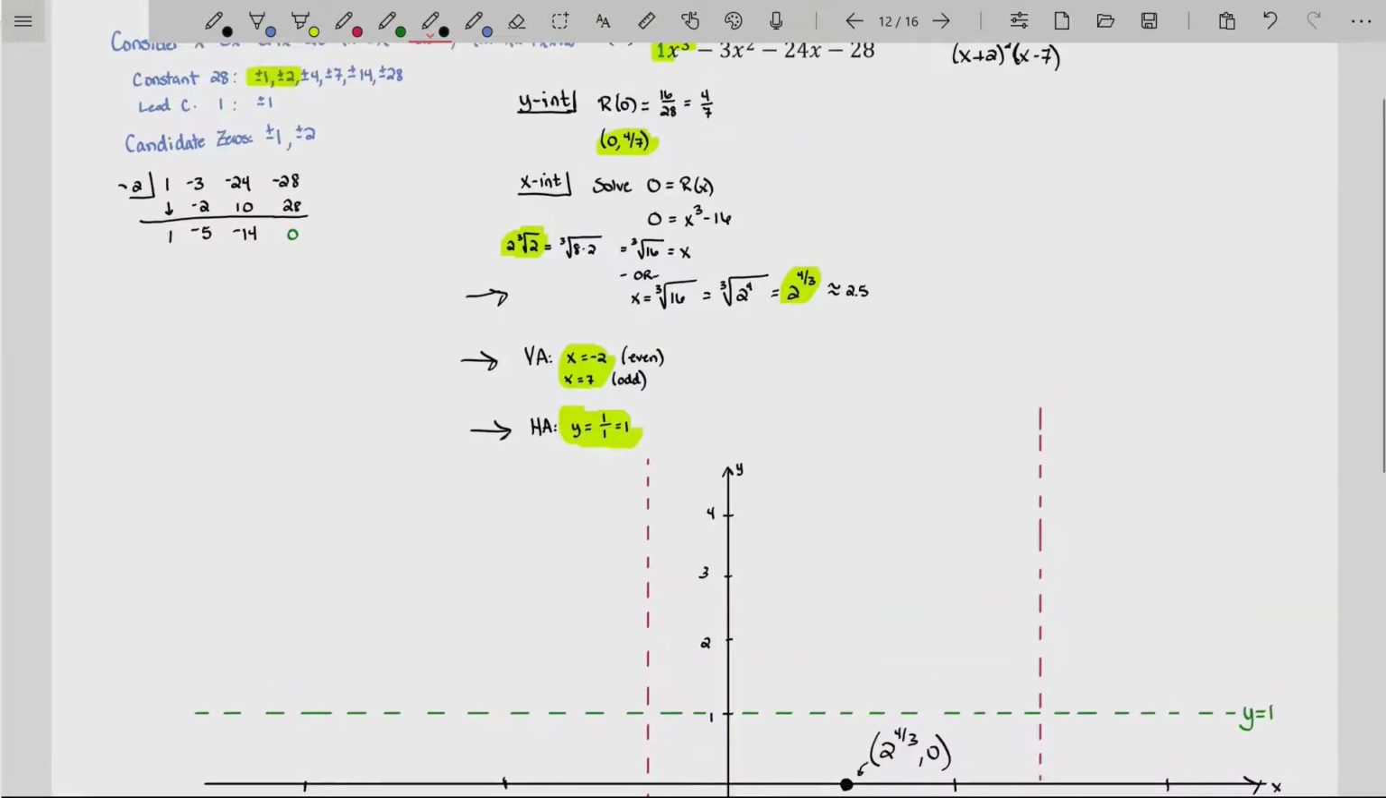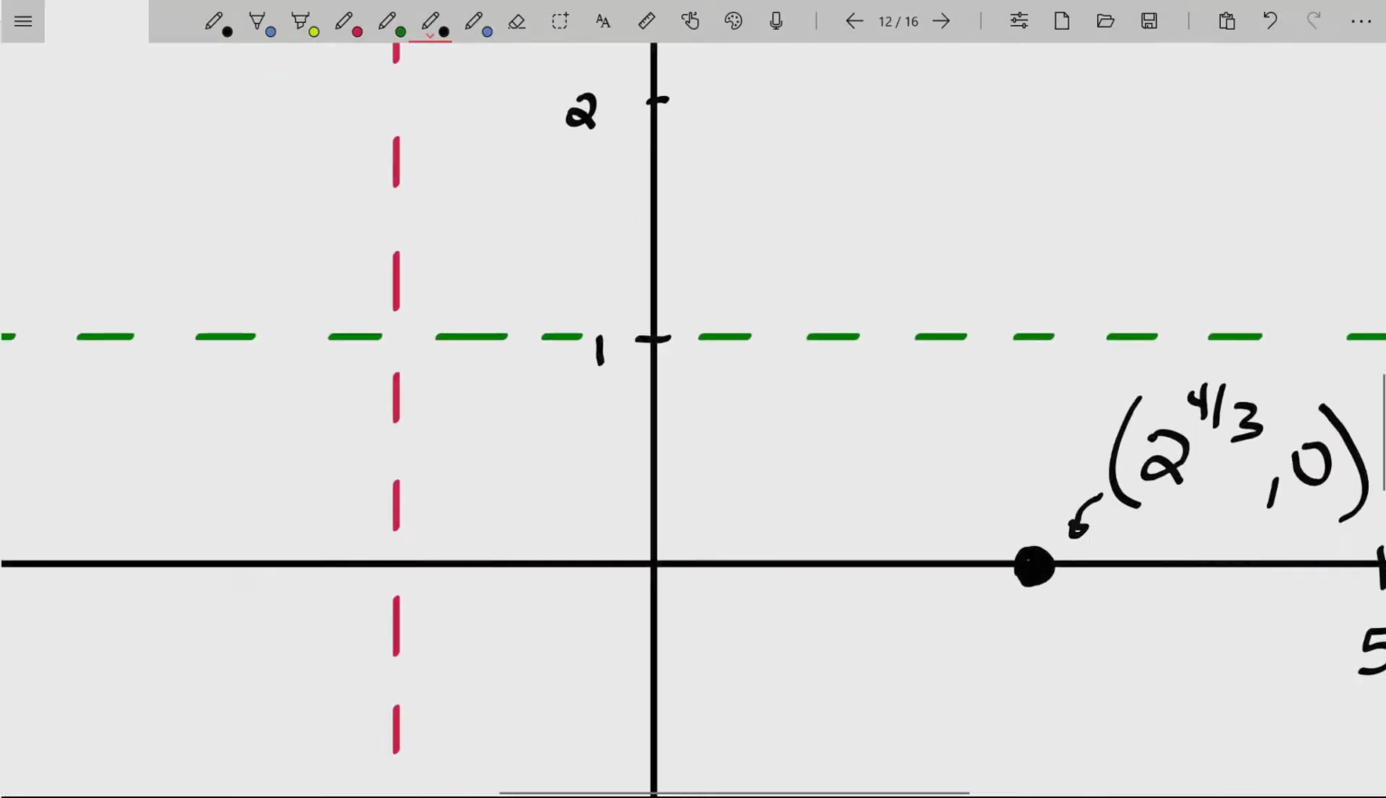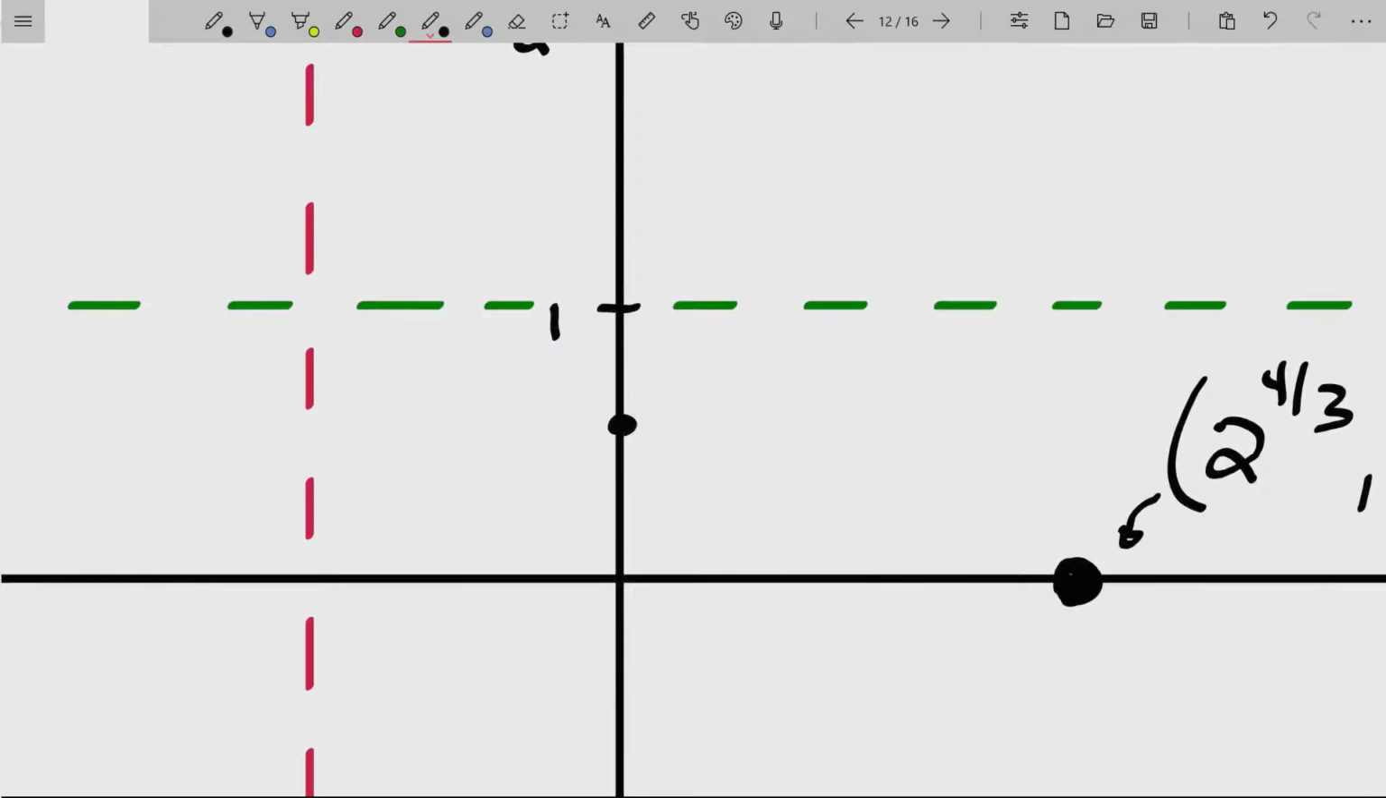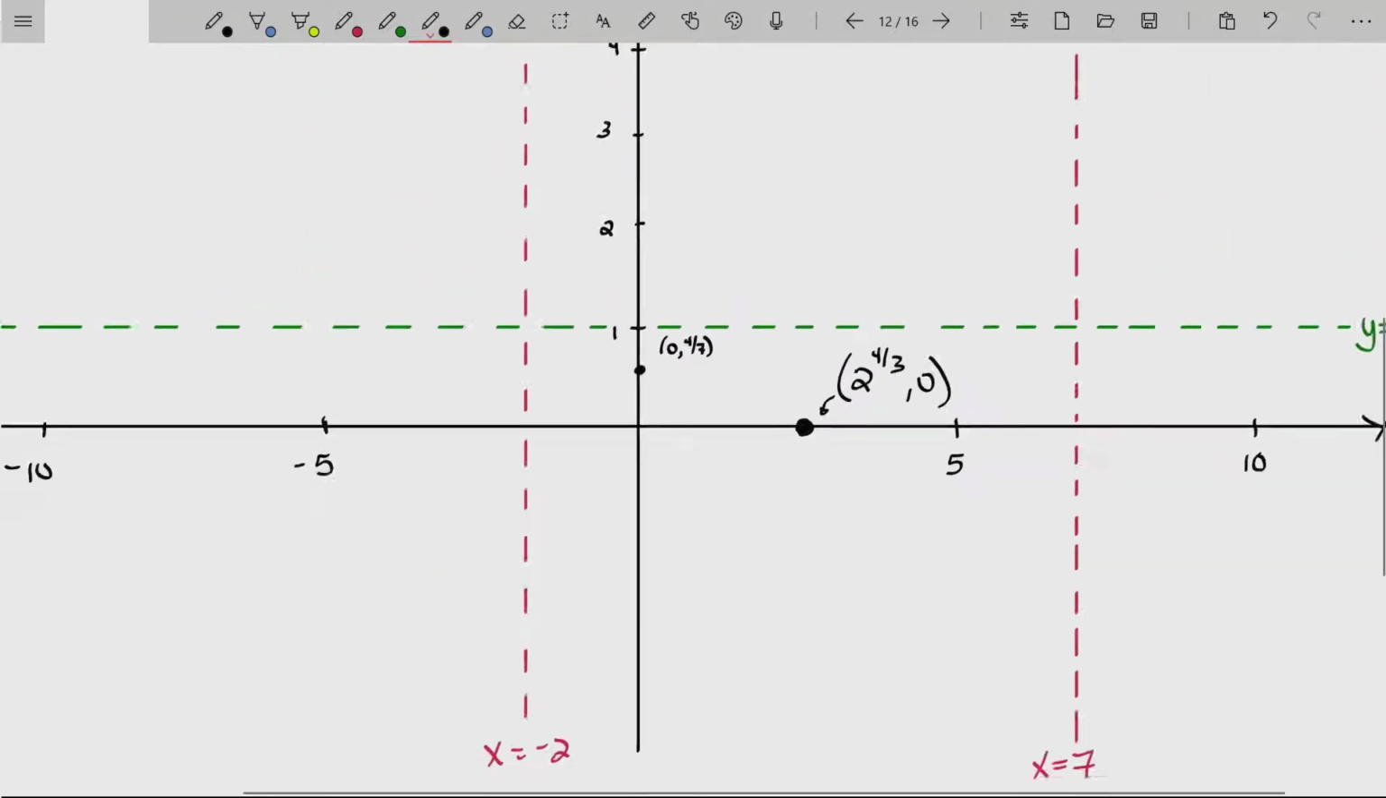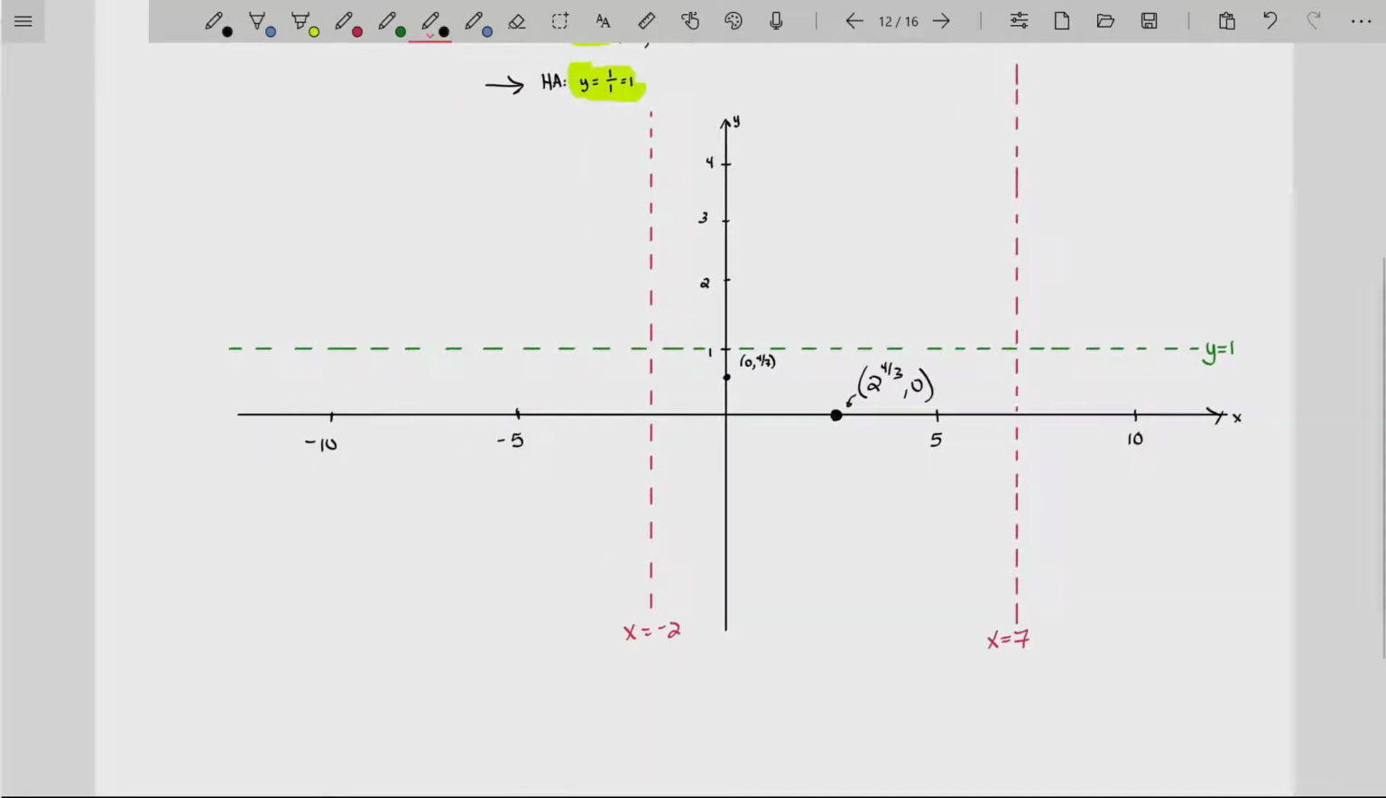And finally, climbing this ladder even more, I need to plot the Y-intercept, which is at 0.4, which is a little bit above a half. So I'll just zoom in here and I'll plot that right around here. And I'll say it's 0.4/7. I'll zoom out. And believe it or not, that gives me the entire graph.